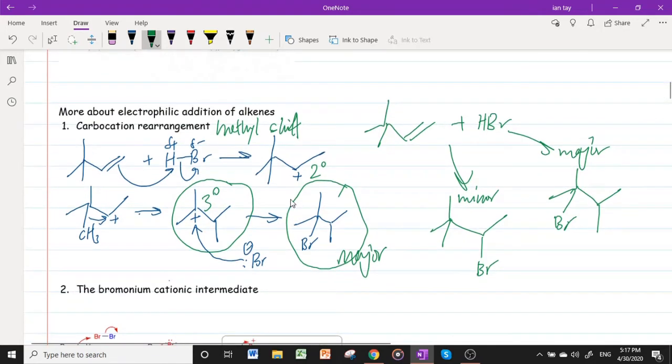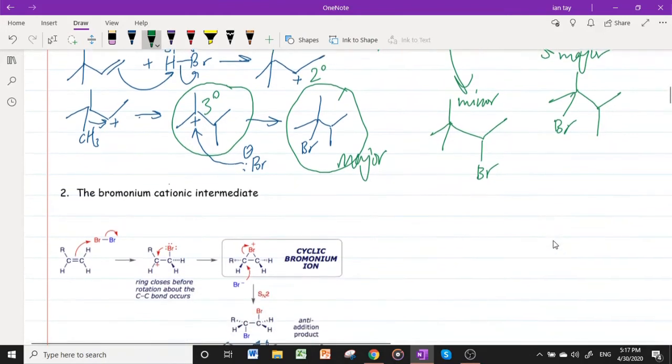So that is quite important when you want to propose the mechanisms, right, and explain. Sometimes the question will ask you to explain why the carbocation rearrangement is favorable. So you can think of the stability of the positive charge, or you can think of whether it results in the relief of some ring strain.